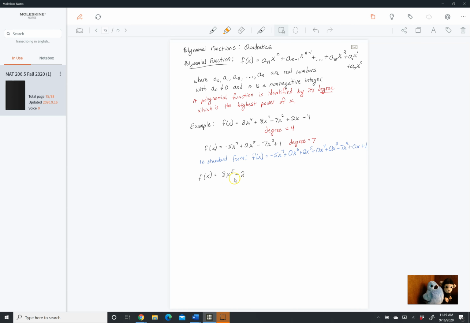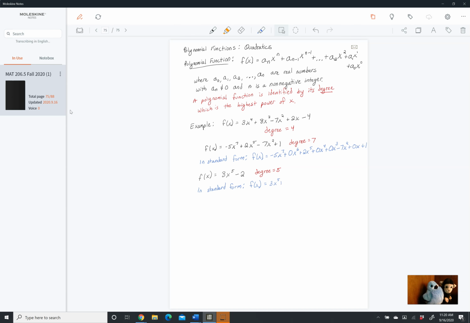We just don't have a lot of terms in the middle. That's fine. So the degree, we look at the highest power of x. Highest power of x is 5. And if we put this in standard form, all we're saying is that we're including those placeholders. So our f of x is going to equal 3x to the 5th.